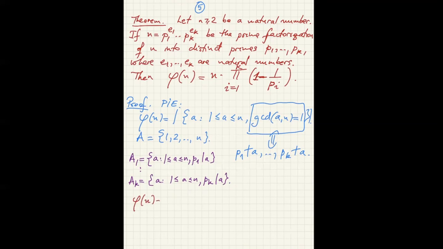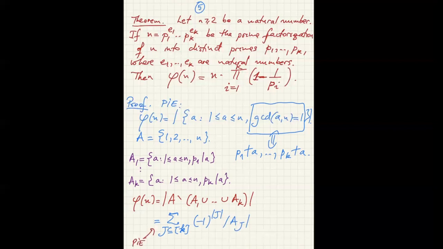Well, it's not too hard to see that phi of n will be the cardinality of A minus A1 union through AK. And by the principle of inclusion-exclusion, this will equal the summation over all subsets J of the index set 1 to k of minus 1 to the cardinality of J, times the cardinality of A subscript J. So here we use the principle of inclusion-exclusion.